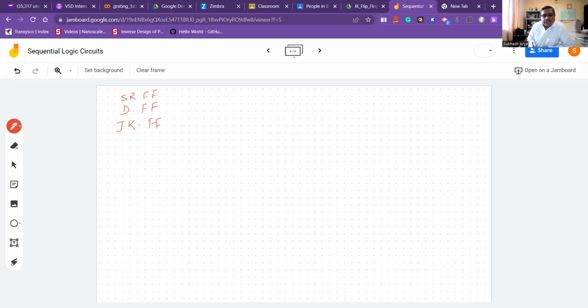And in the JK flip-flop we came to know that when J is equal to 1 and K is equal to 1, Q(t+1) is equal to the complement of the previous output. Okay, so this is the thing.